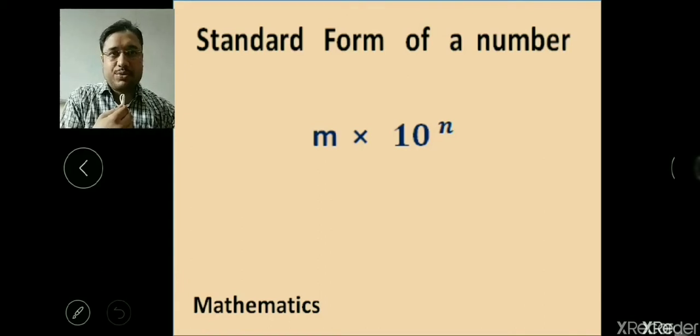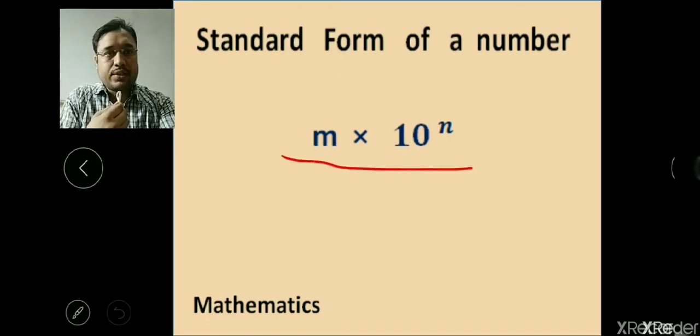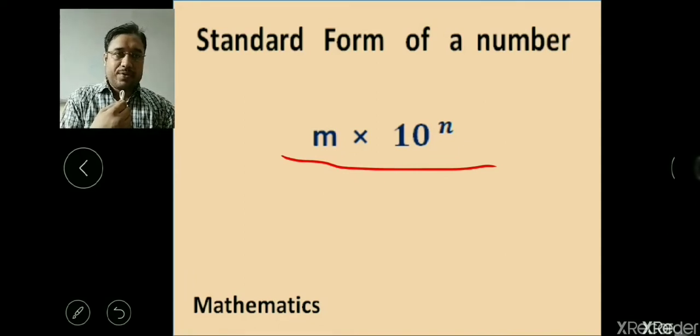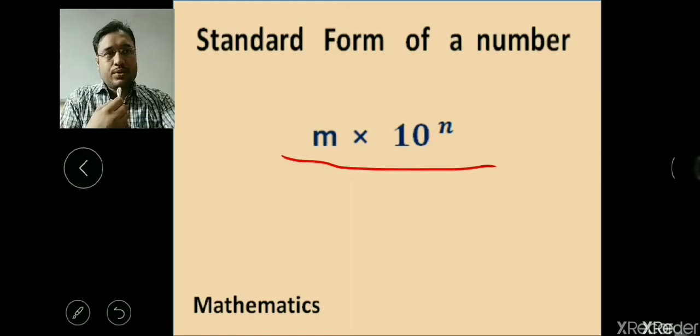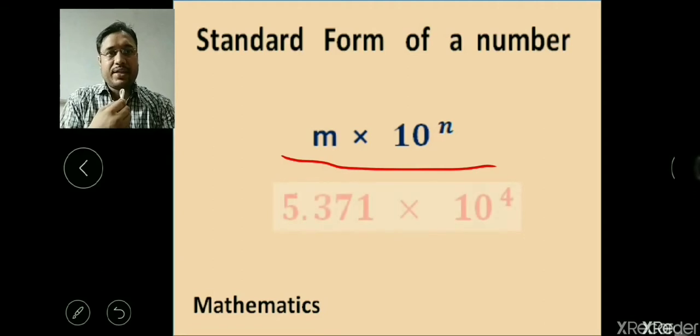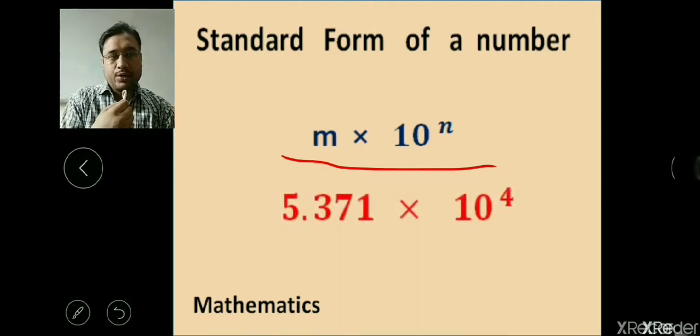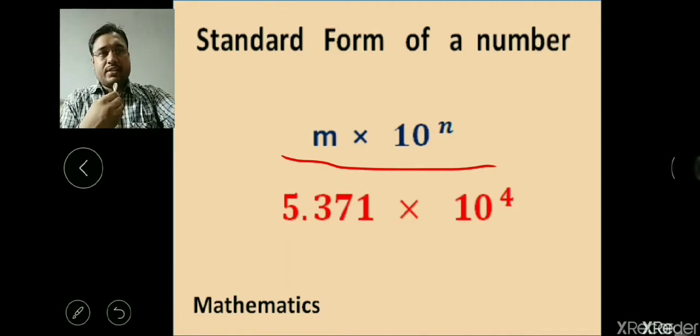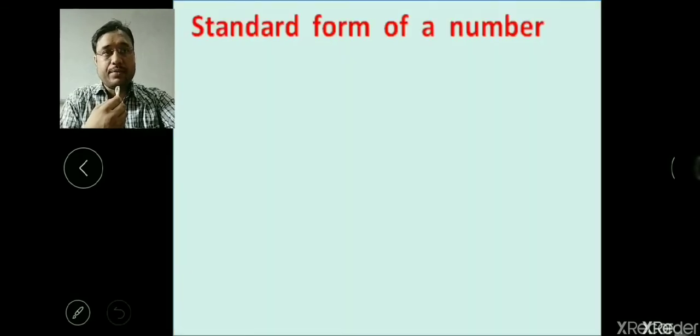Now you can see, students, here what I have shown is the standard form of a number, especially for decimal numbers. One example here is 5.371 into 10 to the power 4. This is a standard form of a number. Now let's get started on how we can define this term, standard form of a number.